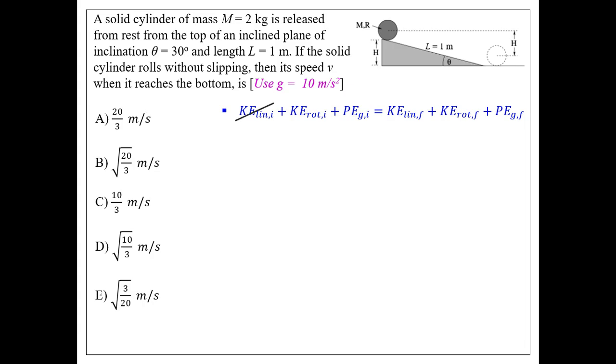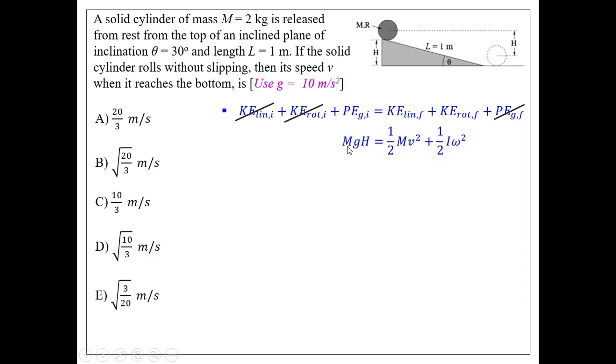It's released from rest, therefore it's not moving. If it's not moving, it doesn't have a linear KE, and if it's not moving, it's not rotating. So therefore KE rot is also 0. On the right side of the equation though, I'm gonna cross out PE final due to gravity because that's height dependent. There's no height here at the very bottom of the ramp, so if h is 0, then PE is 0. All right, let's expand PE.